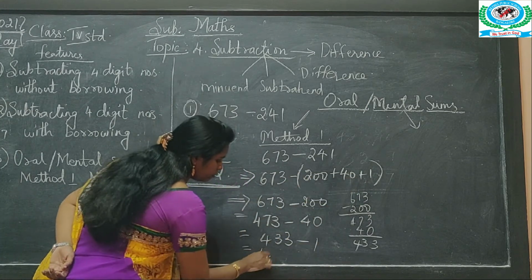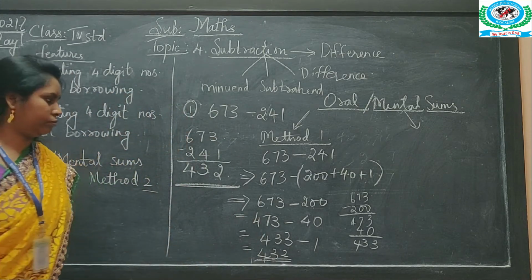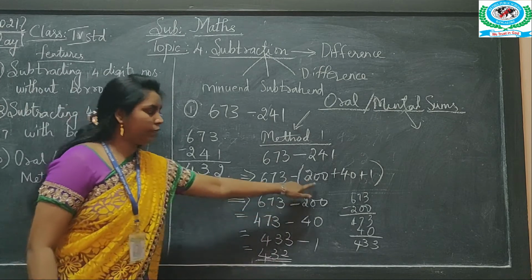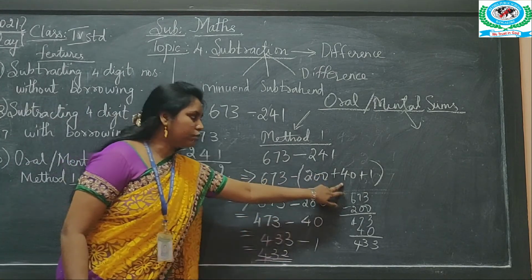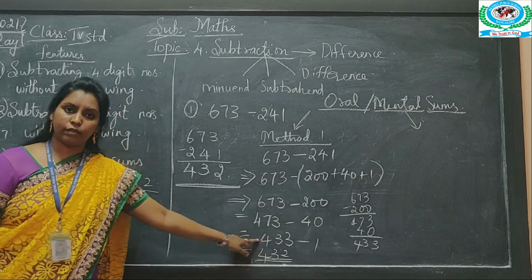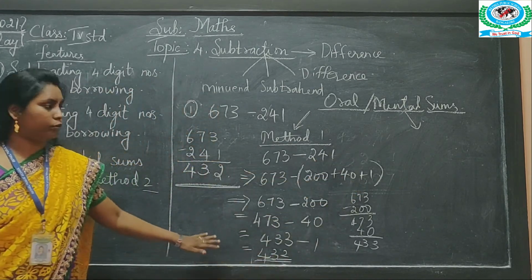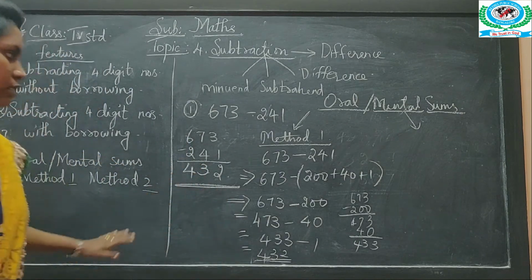So what will be the final answer? 432, isn't it? Okay, so 673 minus 200 you get 473, then minus 40 you get 433, then minus 1 you get 432. This is one method of mental or oral sums.